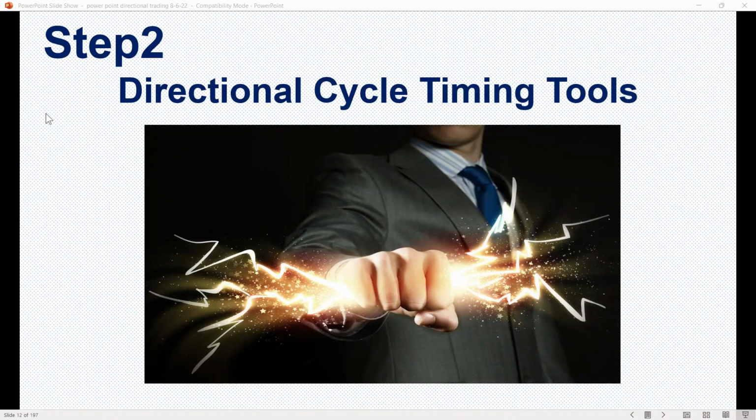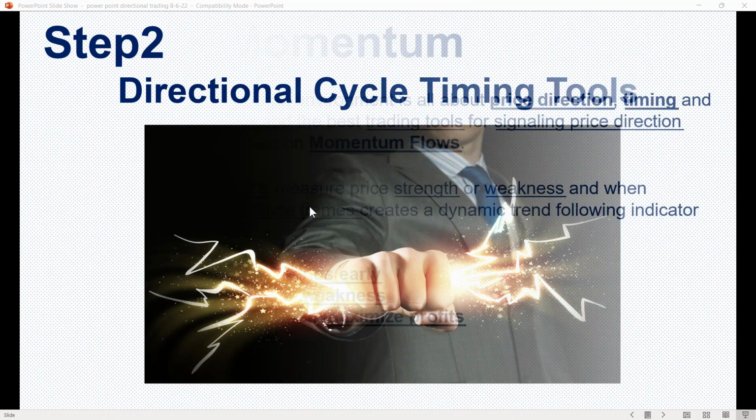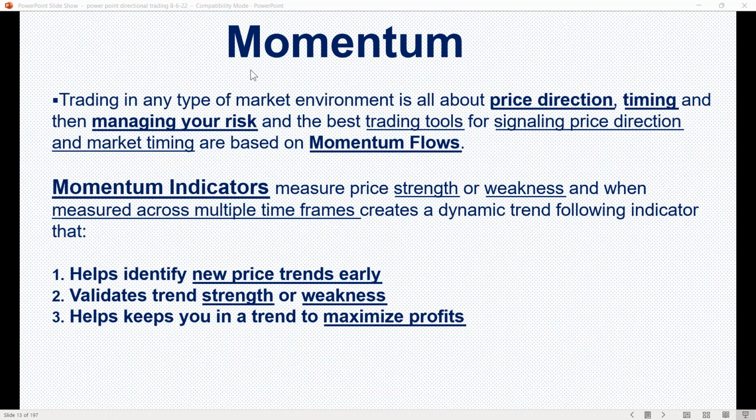Now, step 2 is the cycle timing model. The core model that I put together, started back in 2009, is centered around momentum. So trading any type of market environment is all about, again, price direction, timing, and managing your risk. And the best trading tools for signaling price direction and market timing are based on momentum flows.